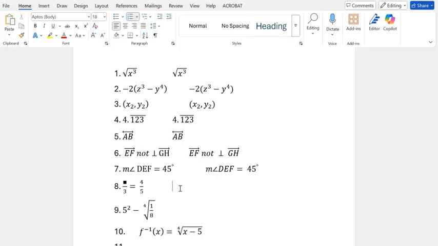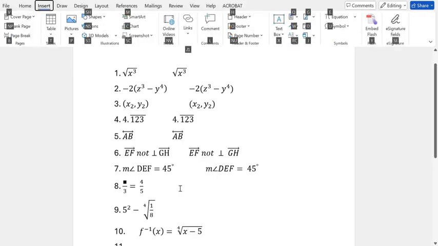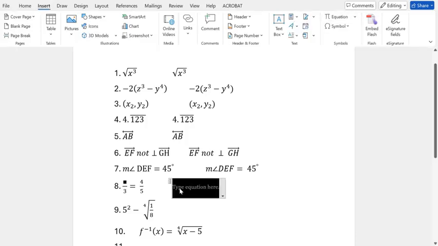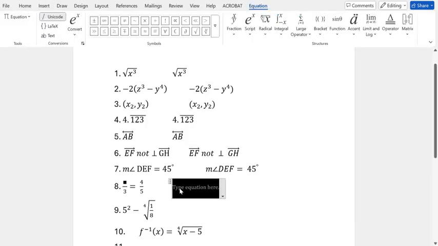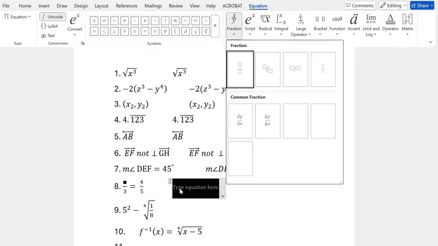Okay, so I'm ready for a new equation. Alt N, Alt N, upper ribbon, expanded, equation, new equation. Blank over 3 equals 4 over 5. Okay, so I need fractions. Fractions is one of the structures, so I'm going to do Alt J Upper E J, E, F for fraction. It is a basic fraction. That's the first one, stacked on top.